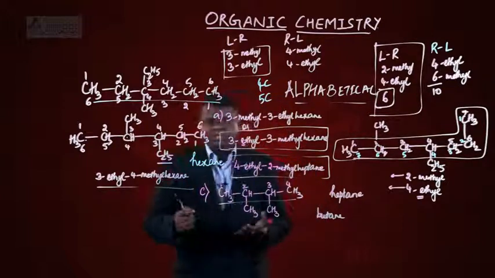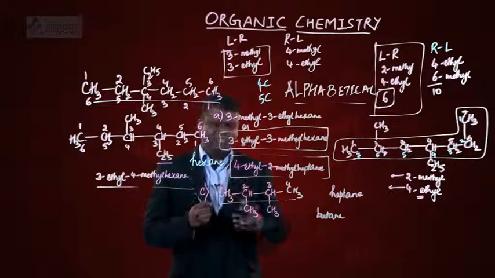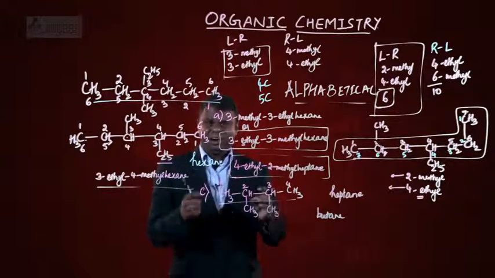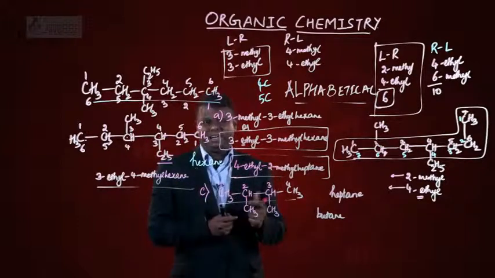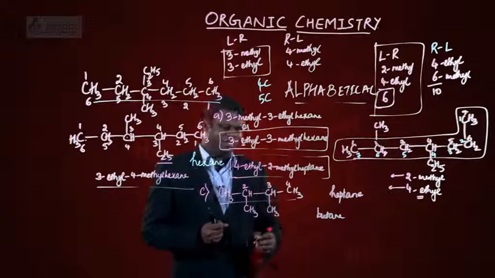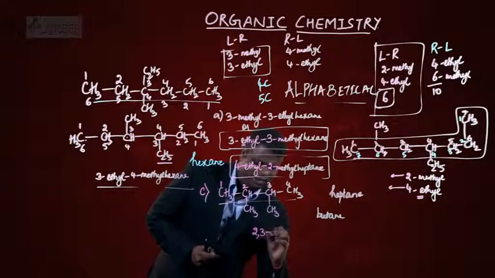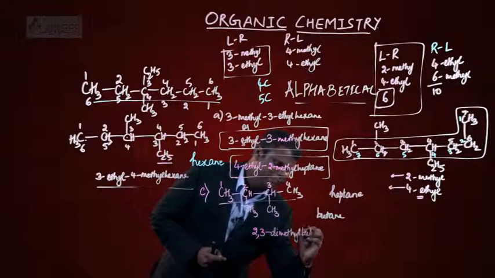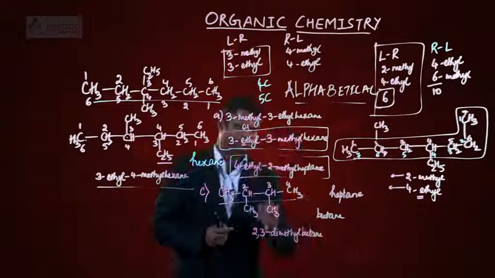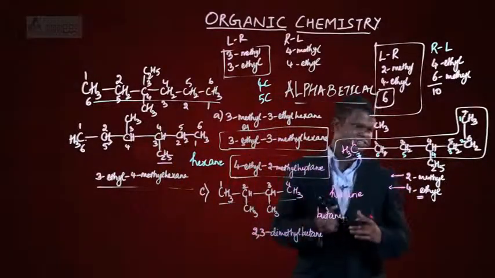So what do you do? Since the 2 alkyl groups are the same, you are going to use the prefix di. So it is going to be dimethyl. Now you clearly know that you are going to write 2,3-dimethyl, right? So it is going to be 2,3 dash dimethyl butane. So this is the way you are supposed to do an IUPAC nomenclature.